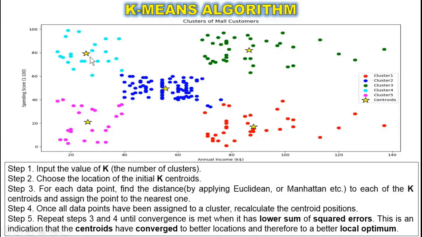Step number 4. Once all the data points have been assigned to a cluster, recalculate the centroid or the center positions. And finally, step number 5, repeat steps number 3 and 4 until convergence is met, when it has lower sum of squared errors. This is an indication that the centroids have converged to better locations and therefore to a better local optimum.